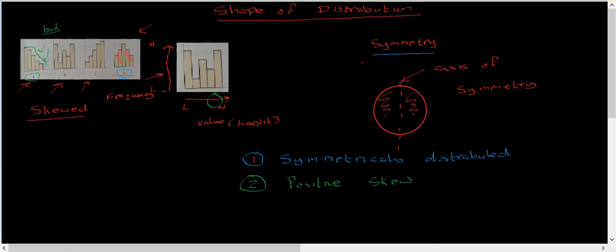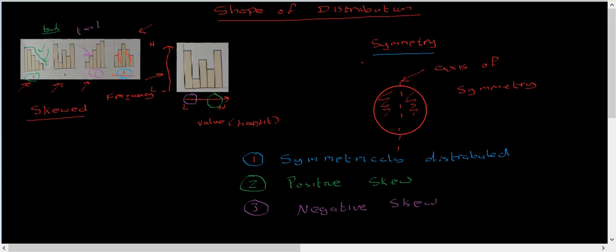And then you can have the opposite of that. You can have negatively skewed data. So if you take, for example, histogram C here, we can see that the tail falls here. The tail tends to fall on the lower end.